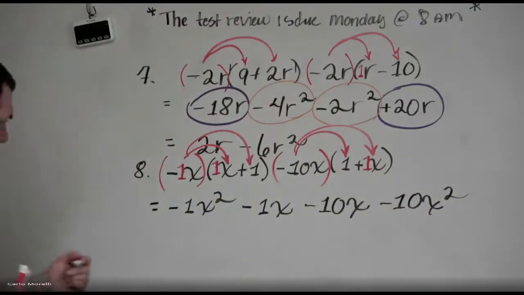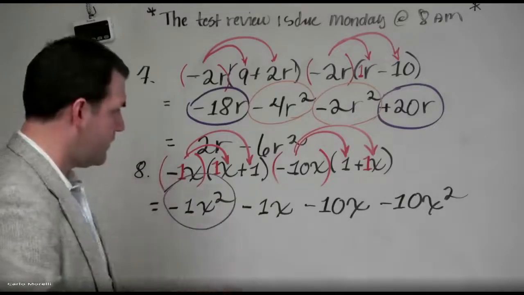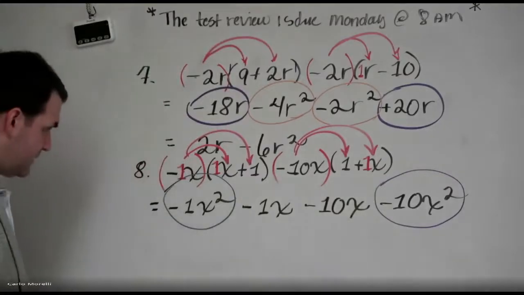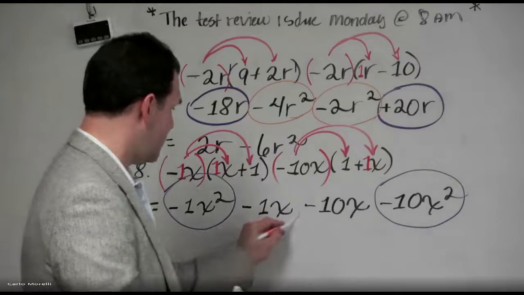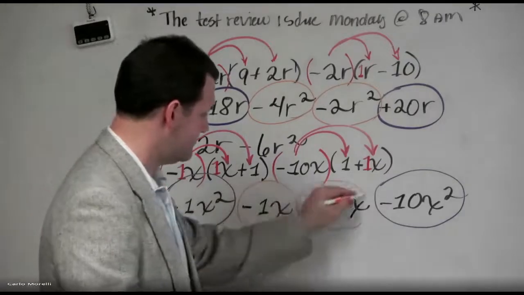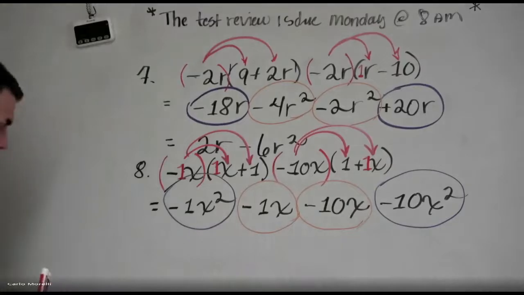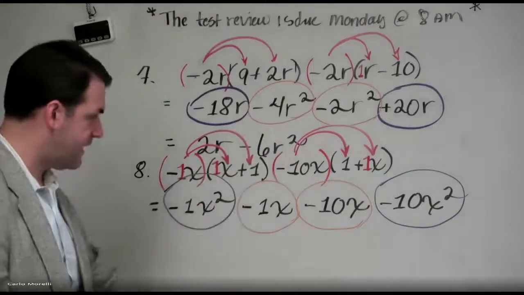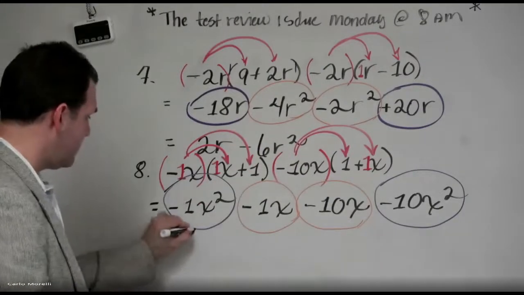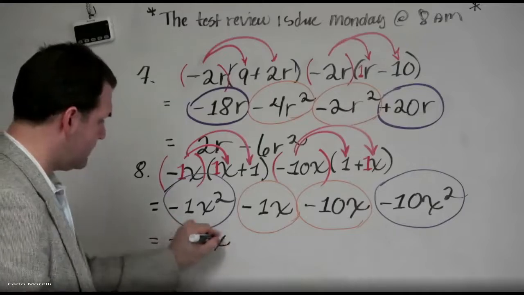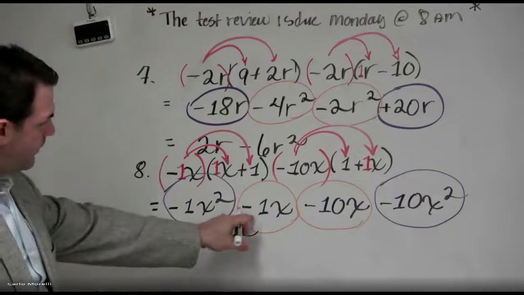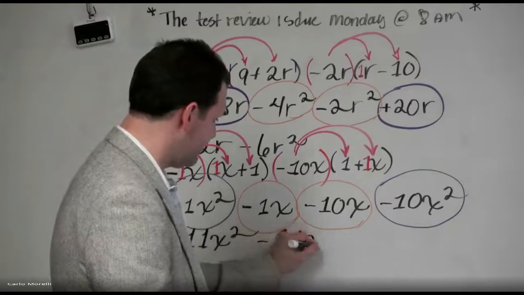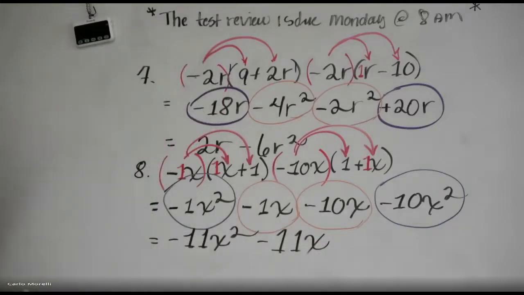So now we combine like terms. I've got these squared terms here at the beginning and the end, and then I've got these x terms here in the middle. Okay. So negative 1x squared minus 10x squared is negative 11x squared. Negative 1x minus 10x is negative 11x. And that's it. It's fully simplified.